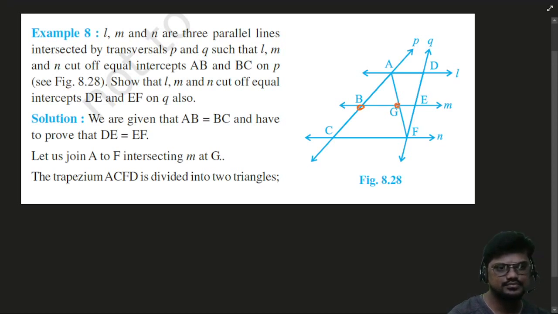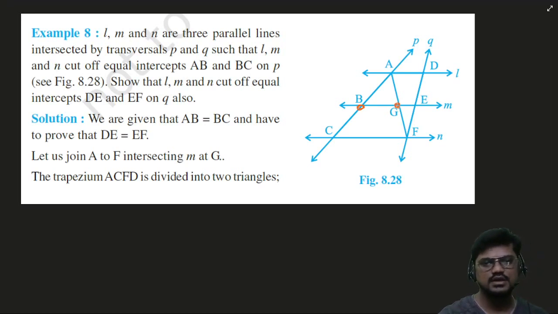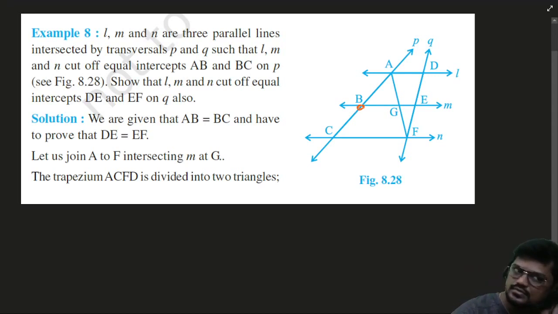Can you tell again? This B is the midpoint of AC, and it is given that this line is parallel to this line. If I draw any line parallel to the third side, this line bisects the third side. So that means G is the midpoint of AF.